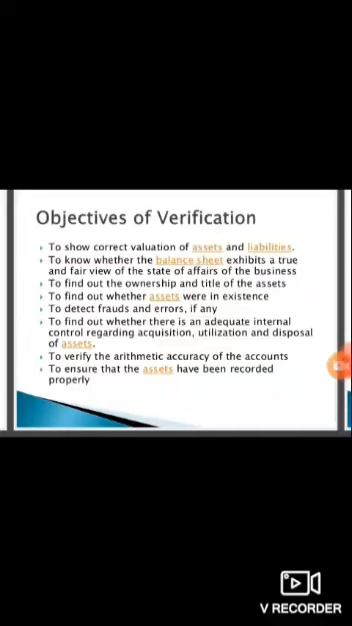The next objective is to find out the ownership and title of assets. In this verification, the true owner and the title of assets can be verified. Whatever assets the company has, whether they are registered in a legal name, and whether they have ownership of the assets or not, is revealed by the verification. The next objective is to find out whether assets were in existence. Sometimes a company may mislead the stakeholders by showing false assets in the balance sheet, like goodwill. With verification, the false assets can be found out.